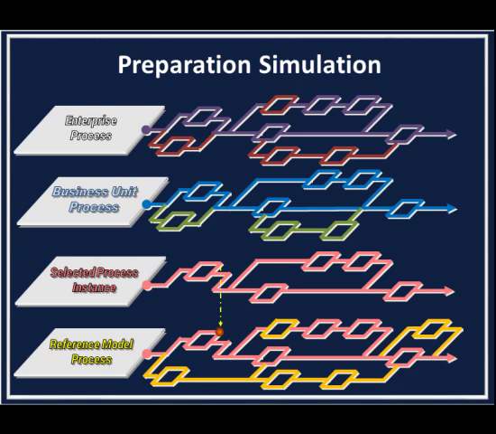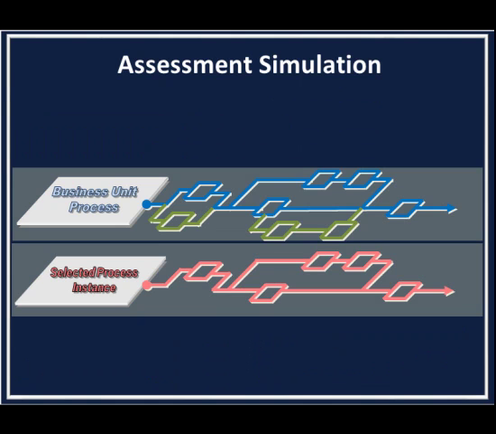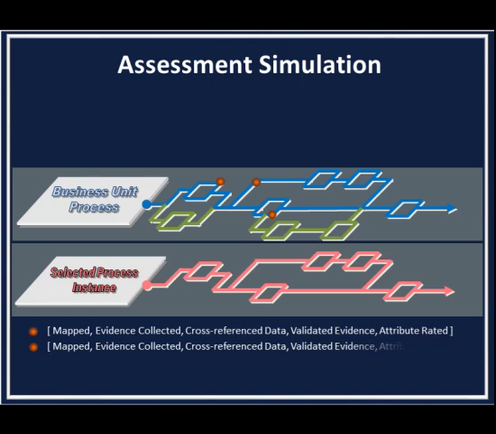The assessor rates this process using the reference process and keeps an audit trail linking the assessed activity and the process instance being evaluated. For each business unit within scope of the assessment, we identify the activities in the process instances selected for the assessment. For each of these activities and work products, we map back to the enterprise process, we collect evidence, we cross-reference the data, we validate the evidence, and we rate the attribute. And we repeat this for each of the activities and the work products within the process.